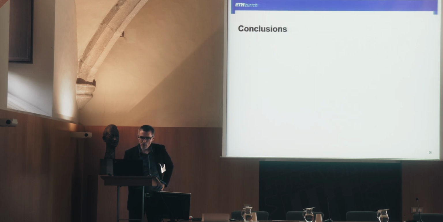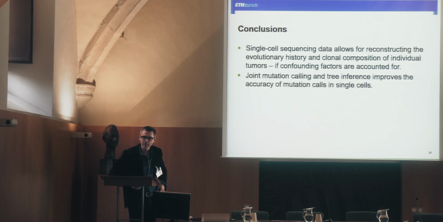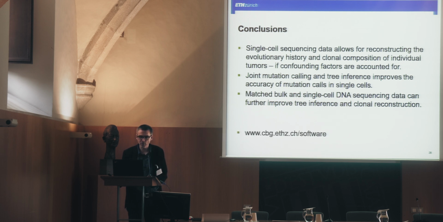Good, I want to wrap up here. So single cell sequencing data allows for reconstructing the evolutionary history and clonal composition of individual tumors if confounding factors are accounted for. So this is really the key. If you ignore all of these problems, then you are lost. Joint mutation calling and tree inference improves the accuracy of mutation calls in single cells. And the matched bulk and single cell DNA sequencing data can further improve both the quality of the trees and of the clones that you infer from the data.